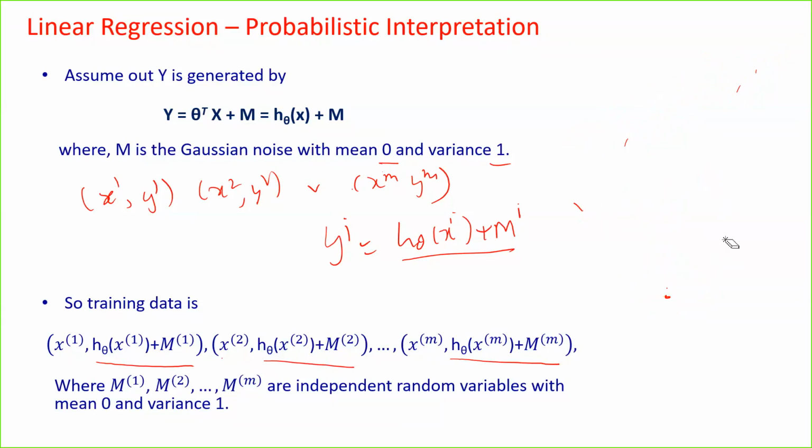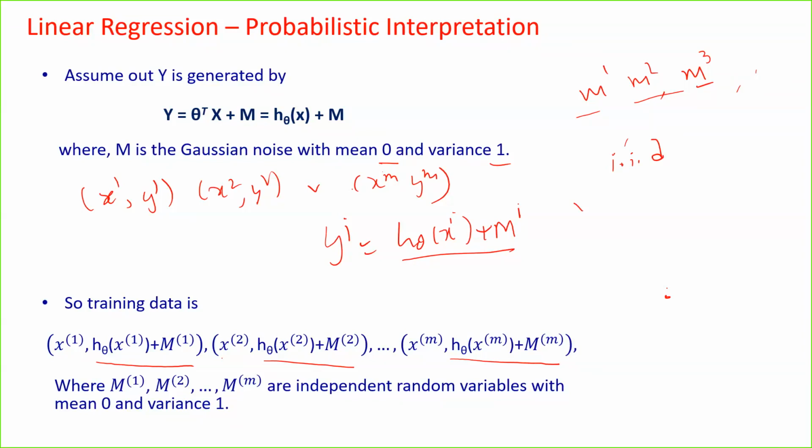Now here, what is this m1, m2, so on, mm? These are the Gaussian random variables, and the assumption is that they are independent of one another and they are coming from the same Gaussian distribution. It means they are distributed in an IID fashion. IID means independently and identically distributed. Identical because all of them are coming from the same distribution, and independent because the noise in one example is independent of the noise in another example, right? So they are independently and identically distributed.